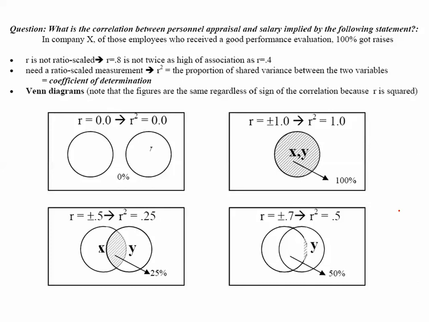The R, or in Greek the rho, is not ratio scaled, so an R of 0.8 is not twice as high an association as an R of 0.4. We need a ratio scaled measure, so we look at R squared, and we'll talk more about R squared when we get into regression. The R squared is the proportion of shared variance between two variables, or how much of the variation in one variable is described by the variation in the independent variable.